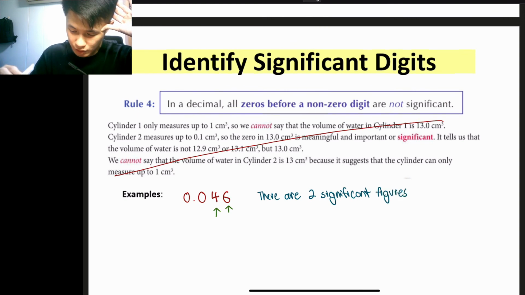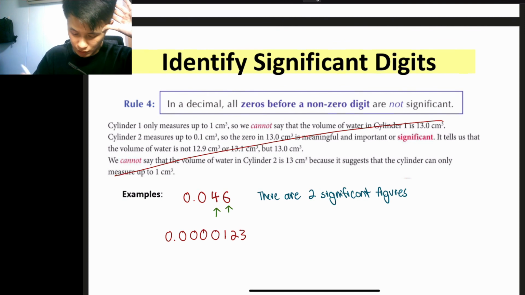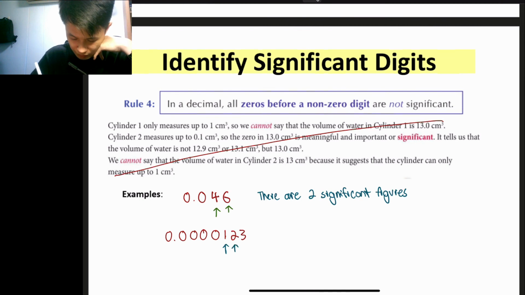Next, let's use another example: 0.00012. In this case, with all the zeros in front, where there are no non-zero digits in front, we'll have only 3 significant figures here. So there are 3 significant figures.